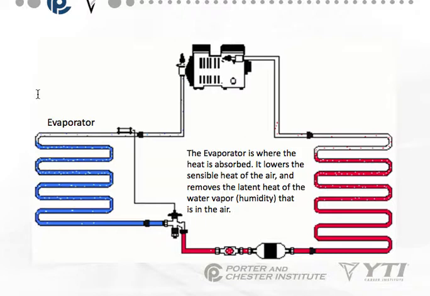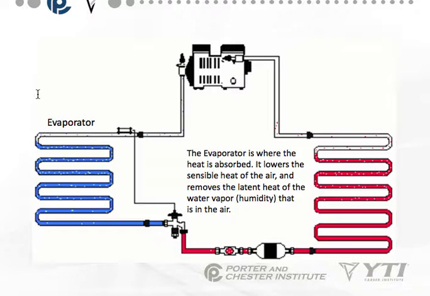It lowers the sensible heat of the air and removes the latent heat of the water vapor, the humidity that's in the air. Okay, the evaporator basically boils off the refrigerant inside of it, the liquid refrigerant, by absorbing the heat. Because it requires heat to make any liquid boil. And then the gas, or the equivalent of the steam if you're talking water, which we're not in this case, goes back to the compressor.